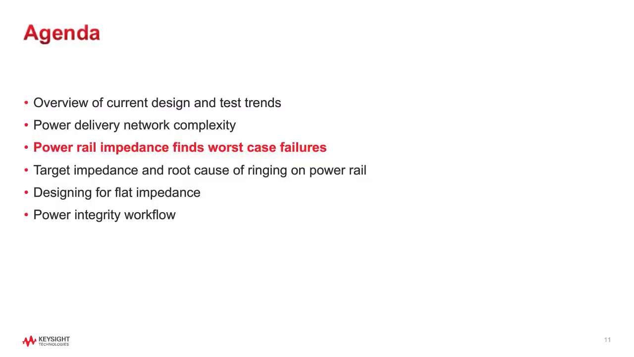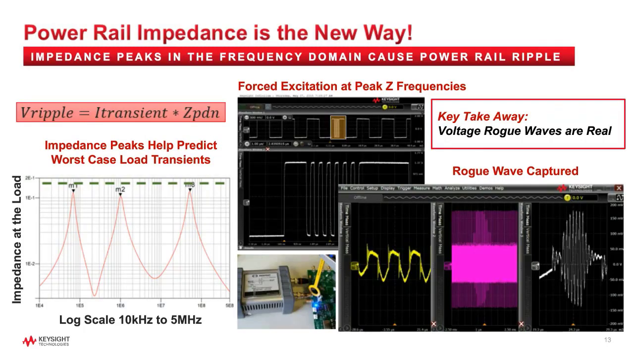Now let's look at how power rail impedance can help find the worst-case noise on a power rail. The new way of testing for the worst-case voltage ripple is to look at the impedance peaks in the frequency domain. On the left is a graph of a power rail impedance versus frequency. The data shows 3 peaks where the dI/dt at those frequencies times the impedance will result in a maximum ripple. If an impedance peak is kept below a target impedance, shown with the flat green dashed line, then the voltage ripple at that peak frequency will be within acceptable limits.